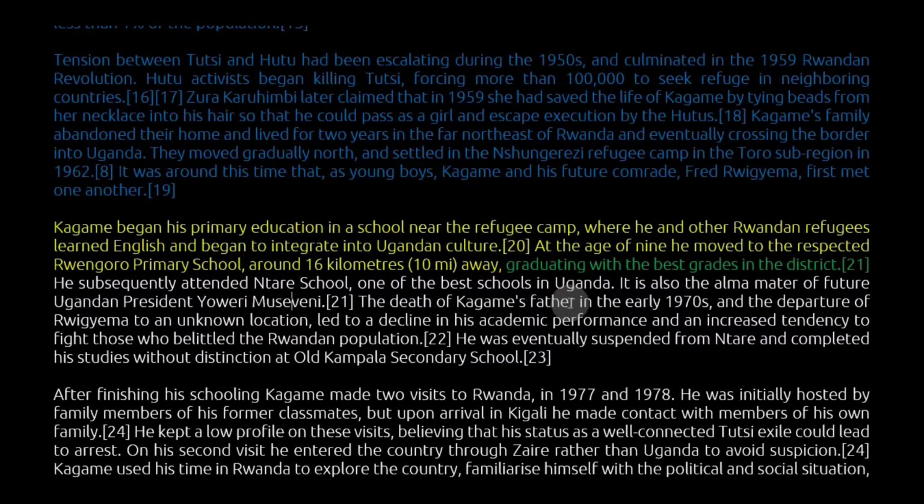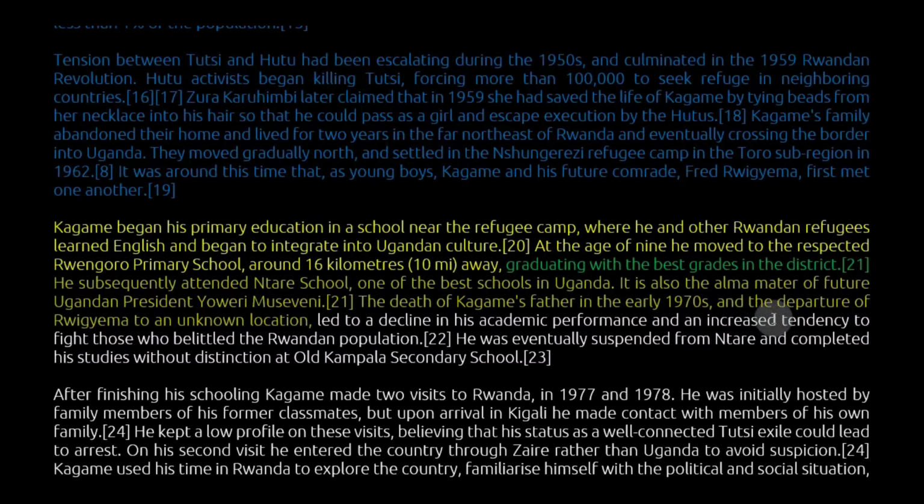The death of Kagame's father in the early 1970s and the departure of Rwigema to an unknown led to the... Okay, these are actions that occurred. Some of these actions, they led to him declining academically. So let's give it yellow. It's actions, this top part, led to the decline.